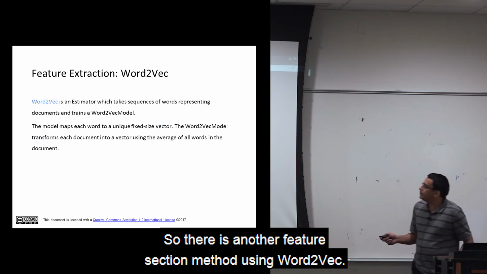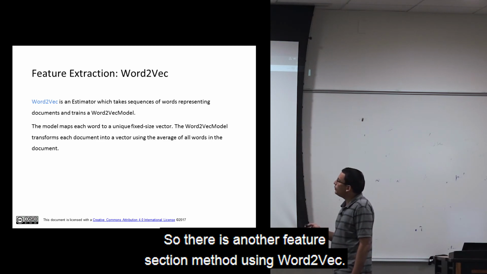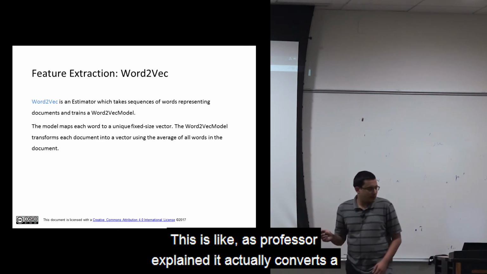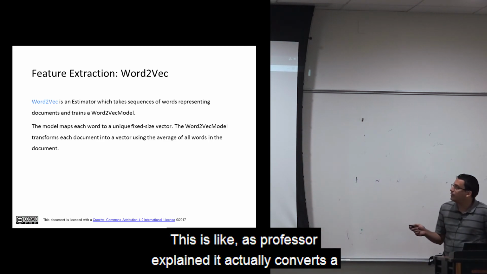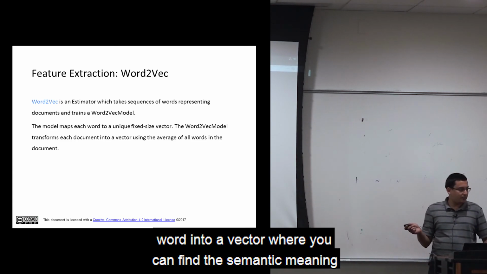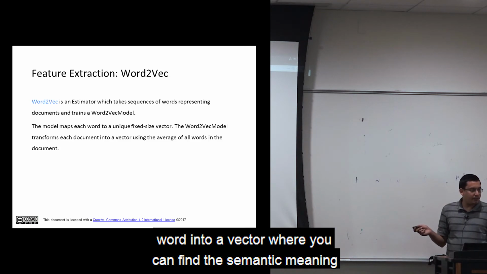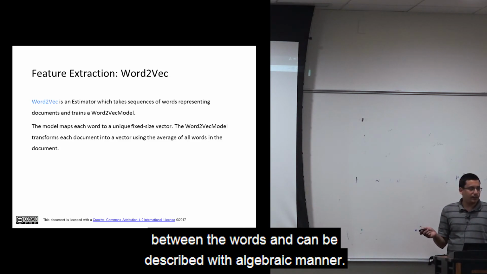So there is another feature extraction method using word2vec. This is, as the professor explained, a method that converts a word into a vector, where you can find the semantic meaning between words, and it can be described in an algebraic manner.